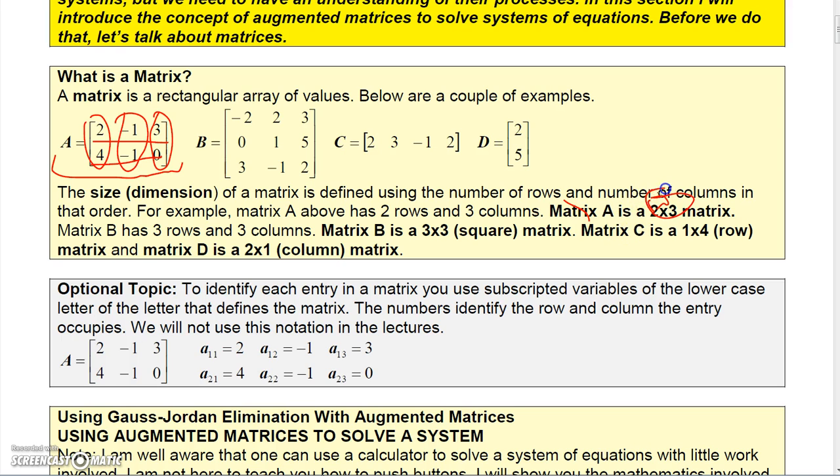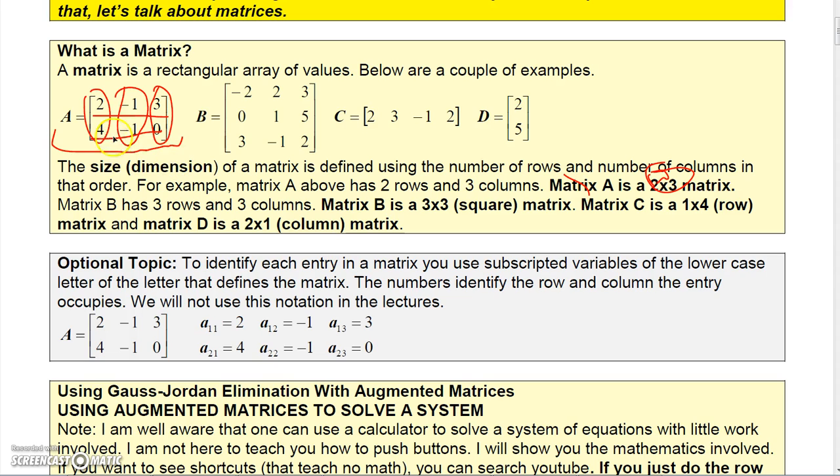Sorry, there we go. 2 by 3. Alright, this matrix is a square matrix and it has 3 rows and 1, 2, 3 columns. And then this is actually called a row matrix because it consists of a single row, and this is called a column matrix because it consists of a single column.